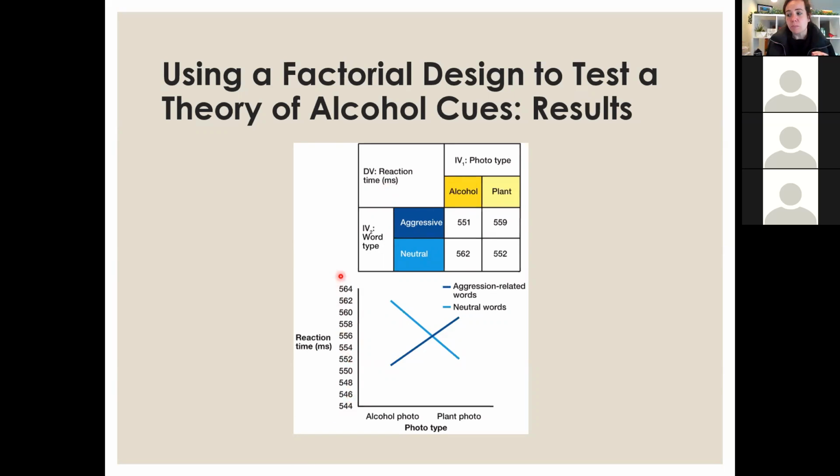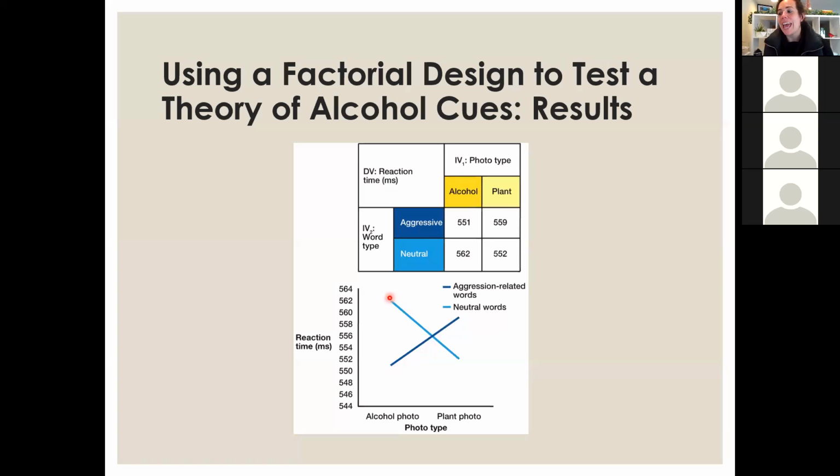So now let's look at the graph. This ranges from a very short reaction time, 544 milliseconds, all the way up to 564. What we see is that if they were primed with an alcohol photo, their reaction time for an aggression-related word was really quick compared to when they were shown a neutral word. Look how much slower it was for them to respond. And the other way around: if they were cued with a plant photo, just a neutral visual stimulus, they identified the neutral word fairly quickly, but they were slower at identifying the aggression-related word.